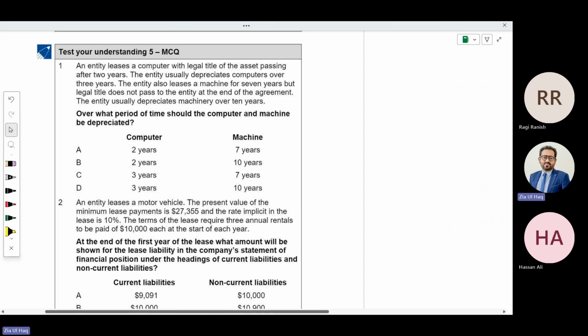So the entity leases a computer with the legal title of the asset passing after 2 years. The entity usually depreciates the computer over 3 years. The entity also leases a machine for 7 years, but legal title does not pass to the entity at the end of the agreement. The entity usually depreciates machinery over 10 years. Over what period of time should the computer and machine be depreciated? Good luck, everyone.